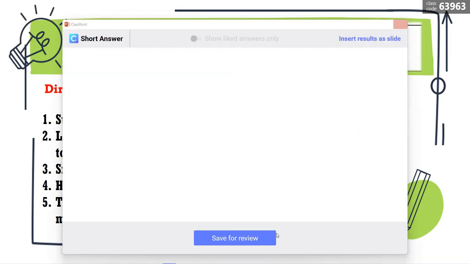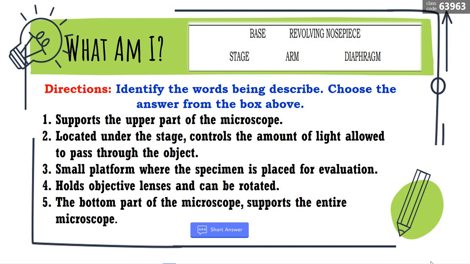Okay, time is up. So let's see. What do you think is the answer? For number one, it supports the upper part of the microscope, it is called the arm. Very good. Located under the stage, controls the amount of light allowed to pass through the object. That's called diaphragm. How about the small platform where the specimen is placed for evaluation? And that is called stage.